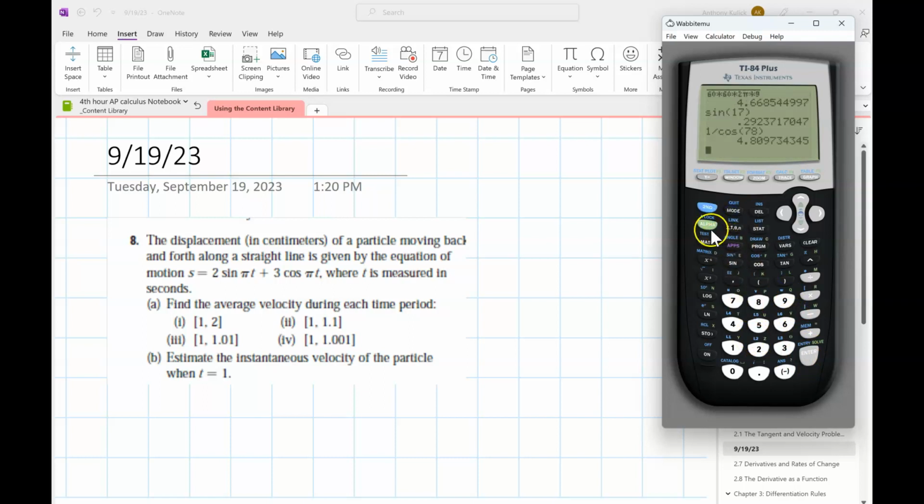And the average velocity is just a slope. So I'm going to do y2. I'm going to use a function notation to have the calculator plug the number in for me so I don't have to plug in every time myself. To do that, I'm going to press vars, go to y vars, pick function, and then pick y1. So I'll do y1 of 1 minus y1 of 2. And then the change in x's is 1 minus 2. So there's my first one.